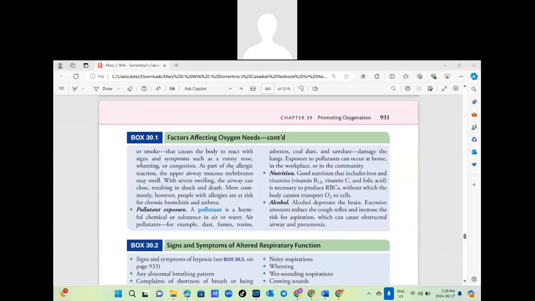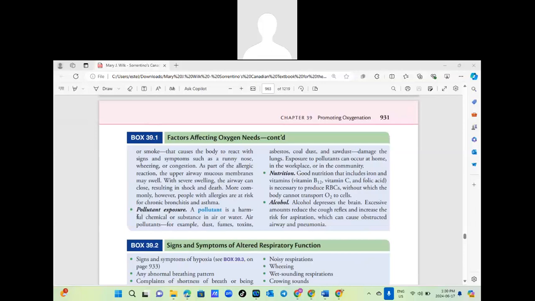As part of the allergic reaction, the upper airways' mucous membranes may swell. So, with severe swelling, the airways can close, resulting in shock and death. More commonly, however, people with allergies are at risk for chronic bronchitis and asthma.